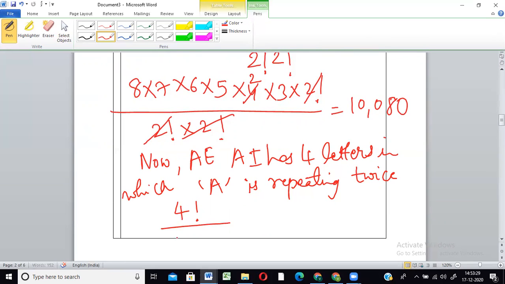Total number of alphabets upon those things which are repeating twice. So this is nothing but 4 into 3 into 2 factorial upon 2 factorial. 2 factorial, 2 factorial gets cancelled. So this is nothing but 12.